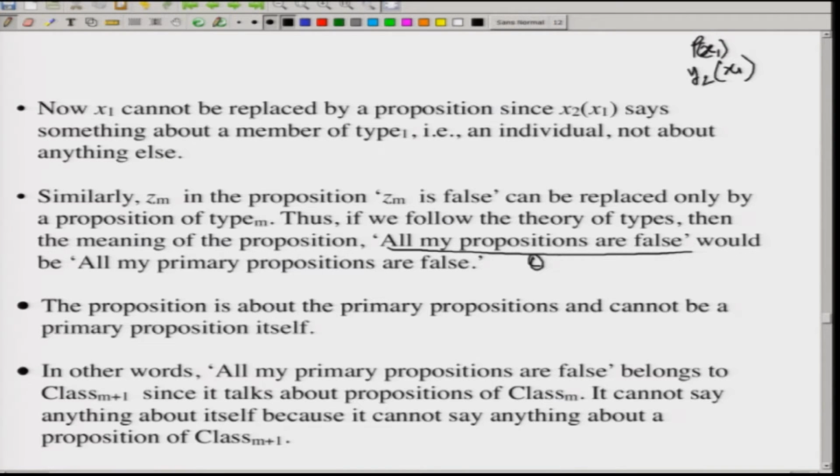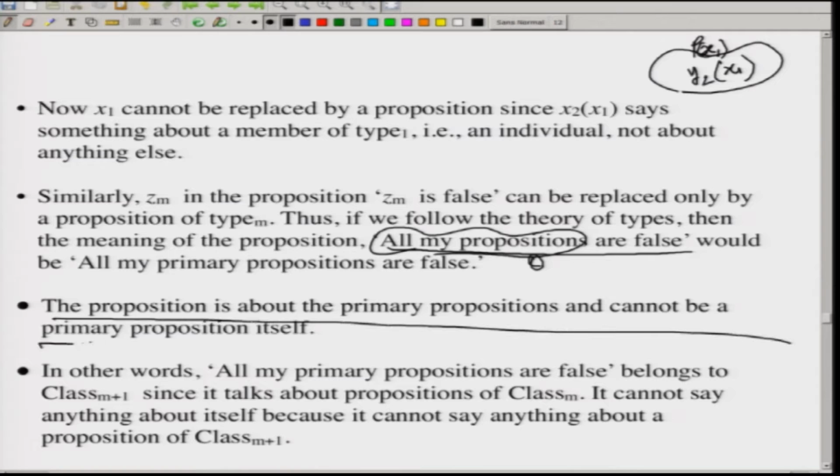So, how do I translate this? When I translate in my interpretation, I make sure that this proposition will not come under all my propositions, because it is not a primary proposition; it is about propositions. And what is a primary proposition? A primary proposition is something like Russell is a philosopher. The proposition that is about the primary propositions cannot be a primary proposition itself. In other words, all my primary propositions are false belongs to the class M plus 1, since it talks about propositions of class M.